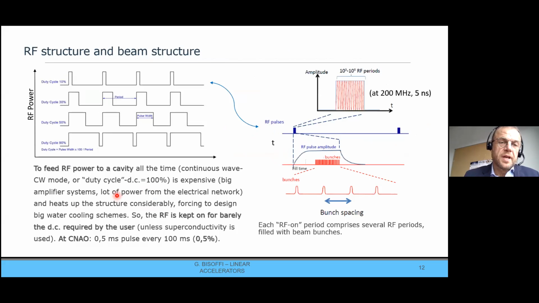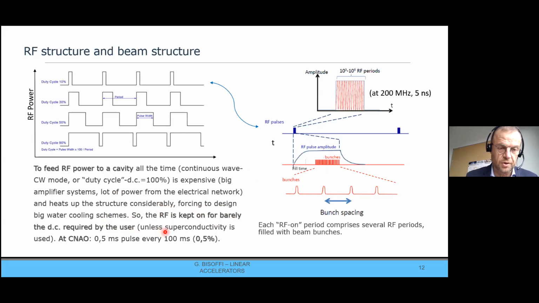If you use this RF power to feed the cavity all the time, as I said, it is very expensive in terms of power that you get from the source, and also in terms of the bulky size of these amplifier systems, and moreover they heat up the structure considerably. So they force you to design big water cooling schemes for your poor cavity, which is devastated by this gigantic amount of radio frequency power arriving. So indeed, what you do is to keep the RF power on only for the fraction of time, which we call the duty cycle, required by the users, unless you use superconductivity, which relaxes this concern a lot.